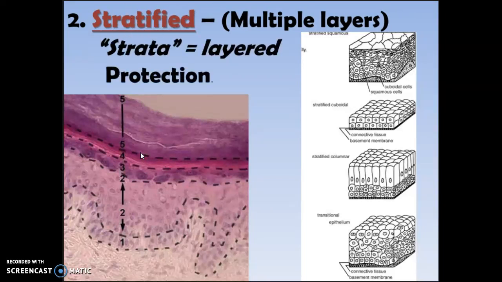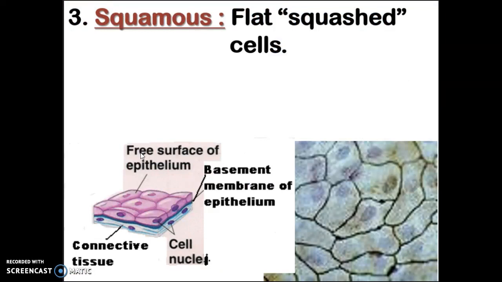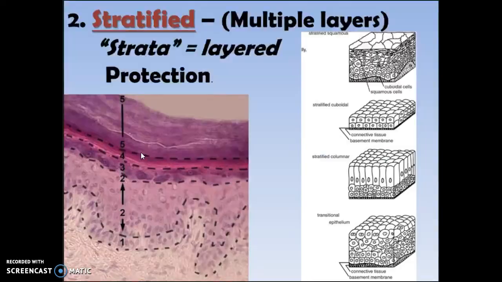Stratified means layered for protection. Squamous means flattened, squashed. So squashed, squamous, squash, squat, get flat. So they're flat cells. So stratified squamous, as this previous one shows, they're not squamous down here, but at the top they are squamous and they're flattened. They flatten out as you get up top, so that's why we call them stratified squamous. Many layers of flattened cells. That's your outside skin.